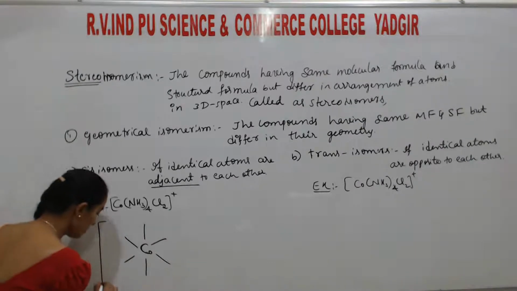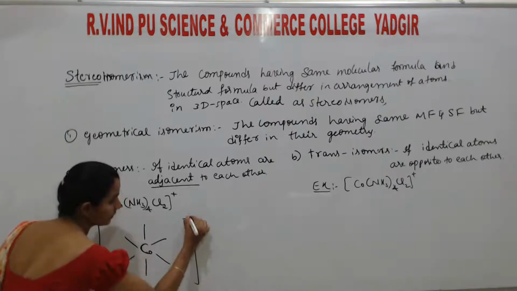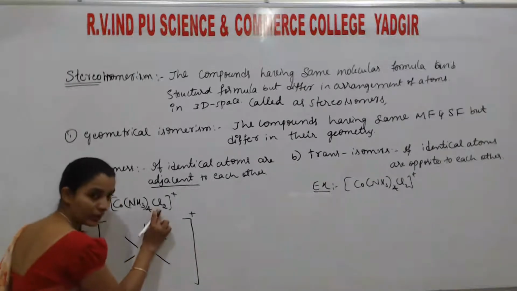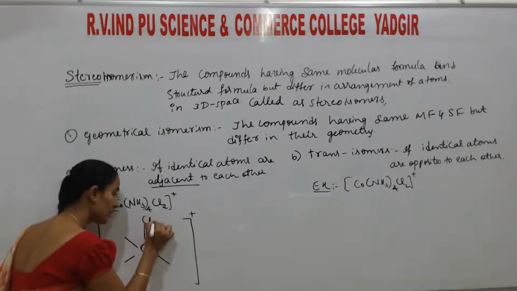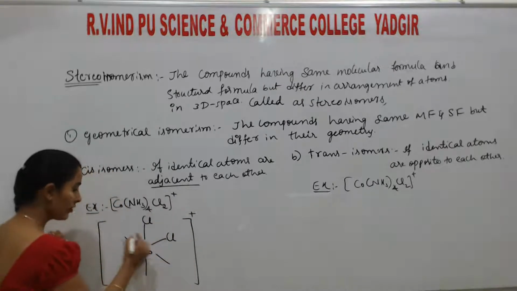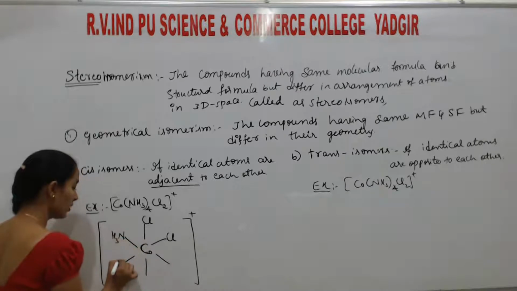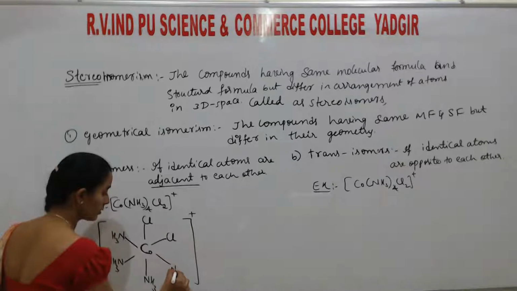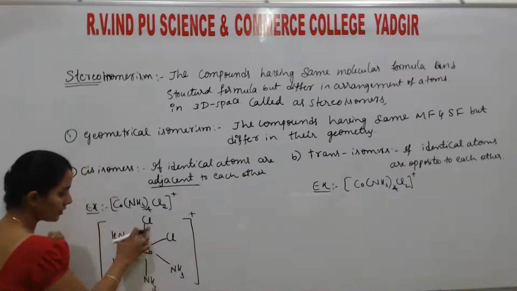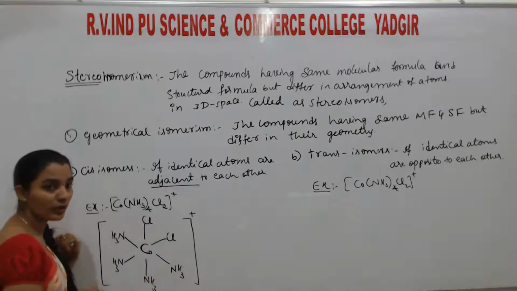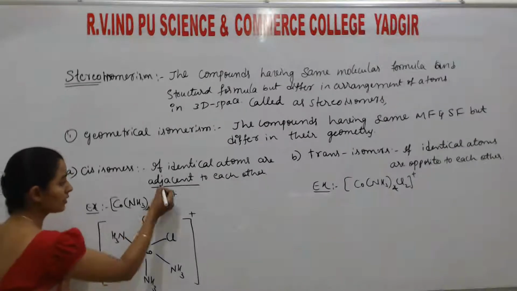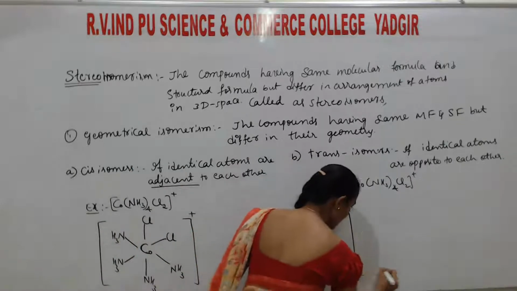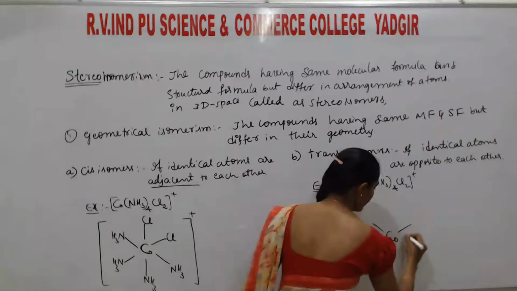Then this is the complex. Here we have to write the arrangement of ligands. So here two ligands are there. Consider these two ligands as the identical atoms. If they are adjacent to each other, of course they are adjacent, then they are said to be what? Cis isomers, adjacent.